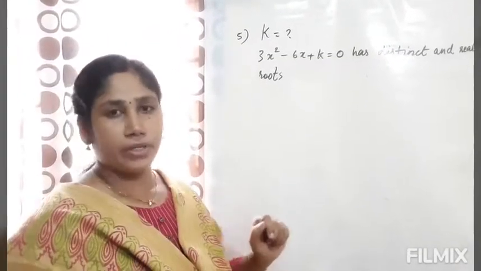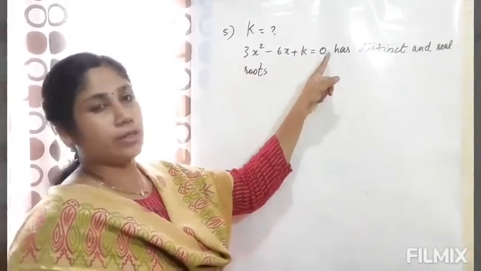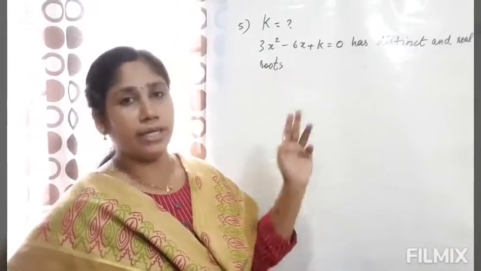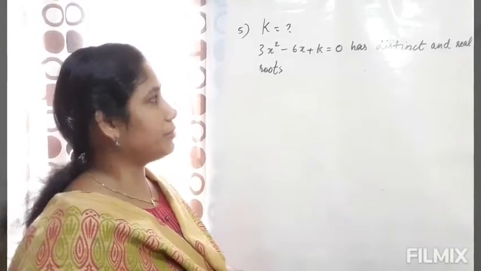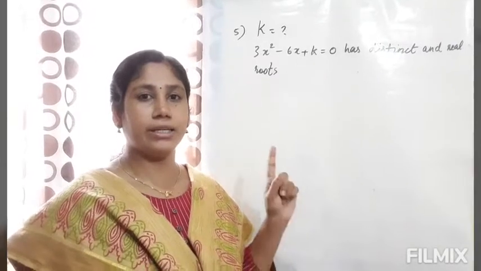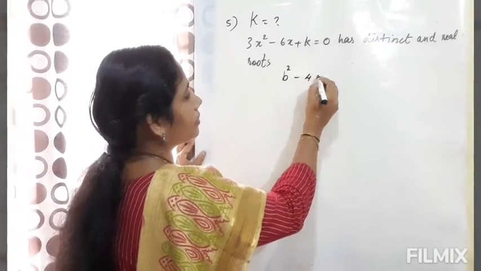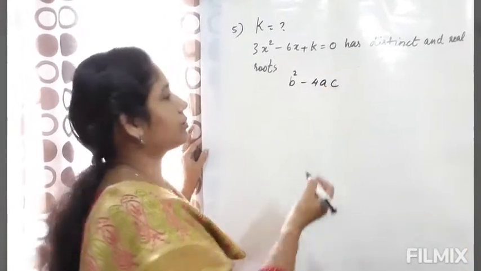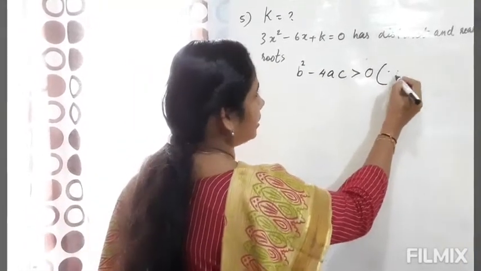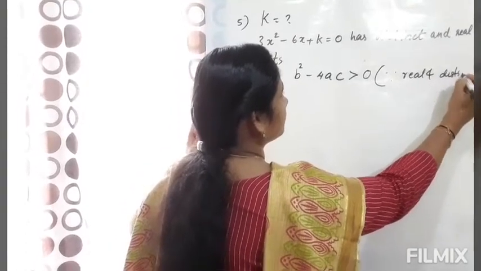Next question number 5. You want to find the value of k, for which 3x square minus 6x plus k equal to 0 has distinct and real roots. Distinct means two unequal and real roots. What is the condition for that, the discriminant? If b square minus 4ac greater than 0, that equation has real and unequal roots. So b square minus 4ac greater than 0, since it has real and distinct roots. That is given in the question.